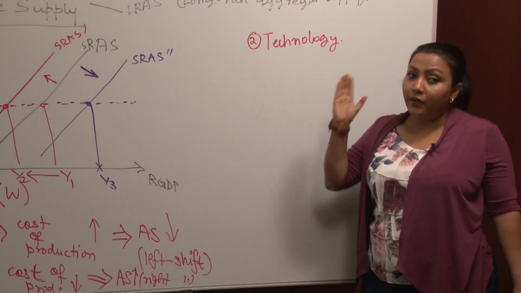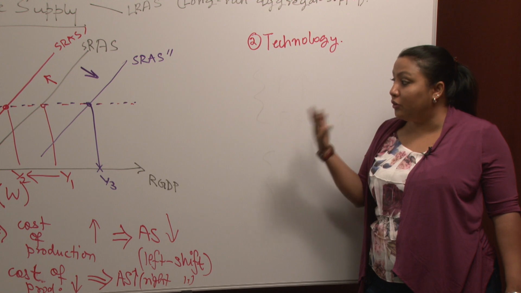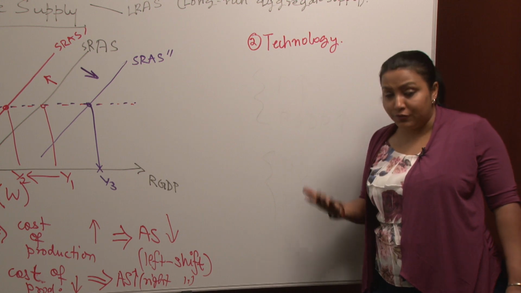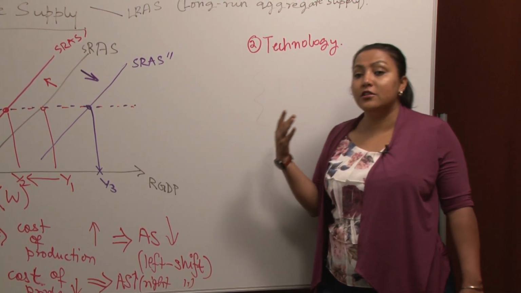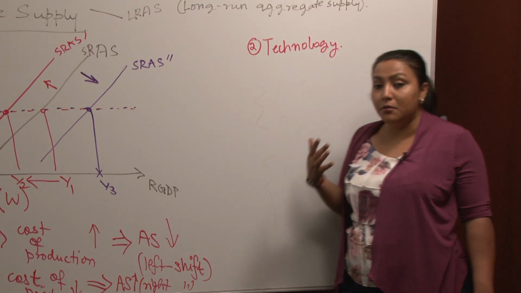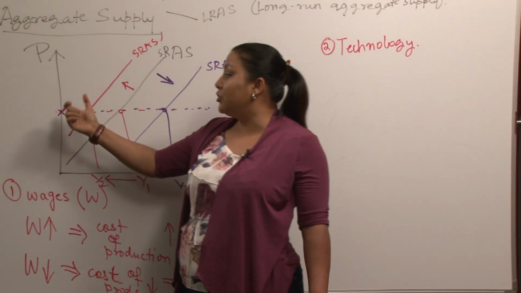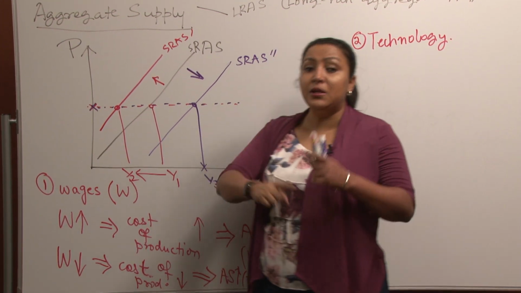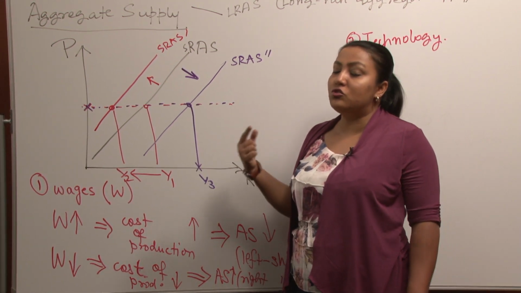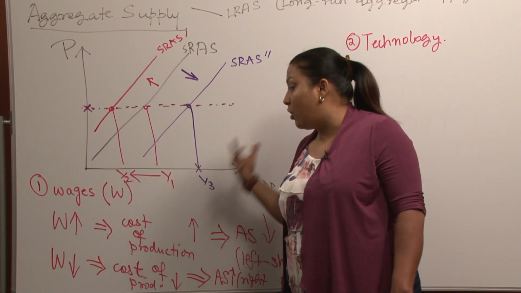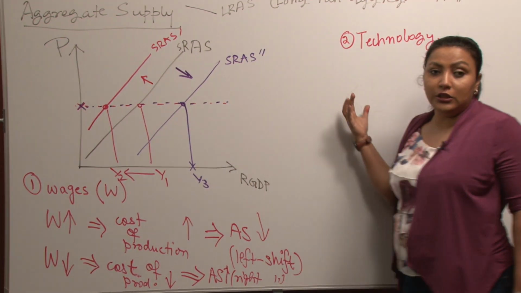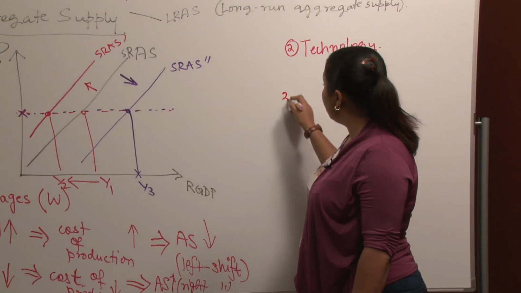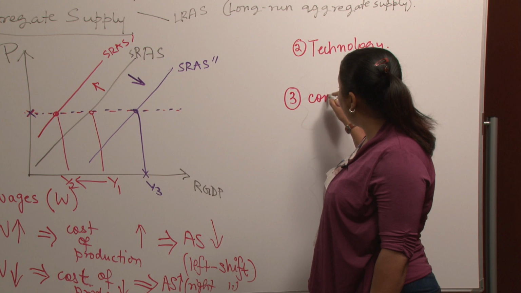Now I want to reiterate, and I keep doing this all the time because this is where most students make mistakes. Please note that whenever we are talking about shifts, whether of the aggregate supply or of the aggregate demand, the implicit assumption is that there is no change in the price index. The price index is constant and something else in the economy is changing, which is driving this shift. And that something else in this context could be wages, or it could be the overall technology in the country. The other factor which can cause a shift of the aggregate supply is basically commodity prices.